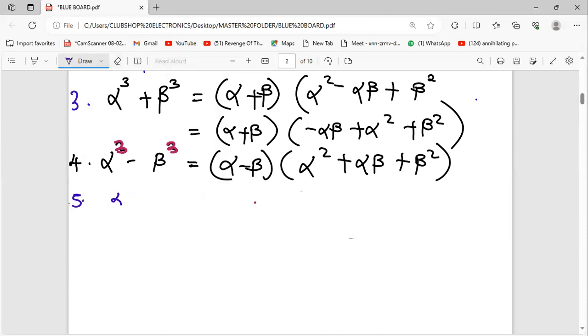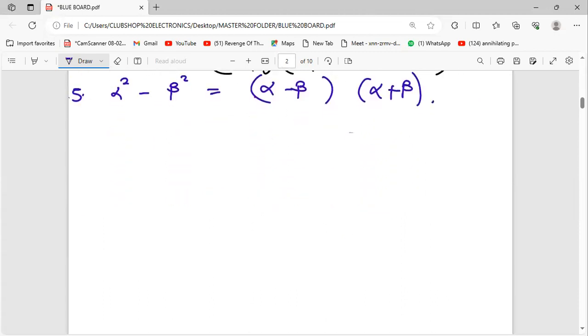alpha squared minus beta squared, alpha minus beta, alpha plus. So these expressions, take time to go through them, they will help you a lot. Or you can generate them using the Pascal's triangle binomial expansion. Okay, let's look at some questions.